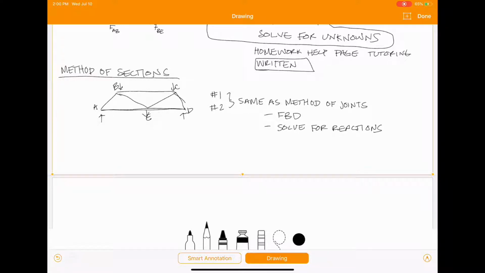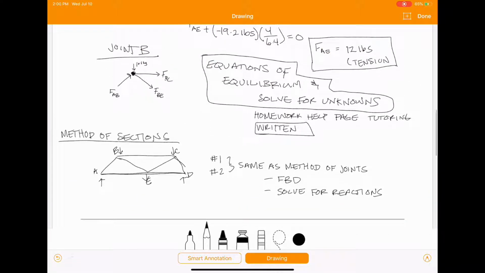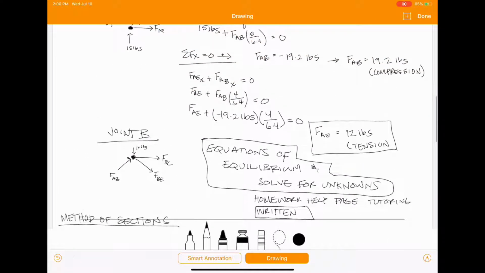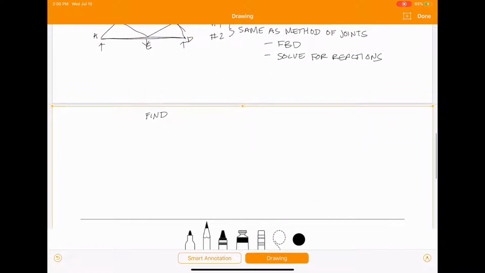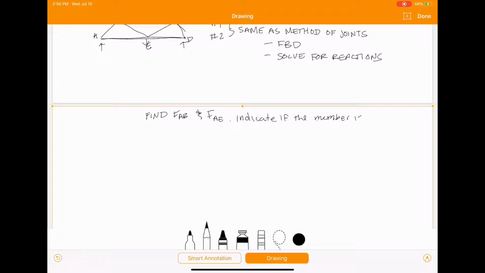truss. So let's just say, for the sake of argument, that we want to find, let's just find the same forces that we found up here so we can compare them. So FAB and FAE. So find FAB and FAE, indicate if the member is in tension or compression.